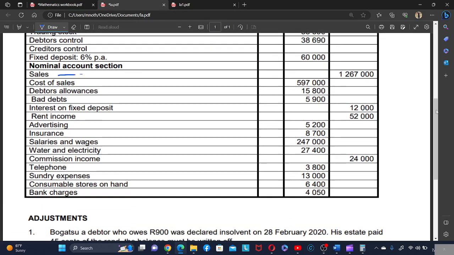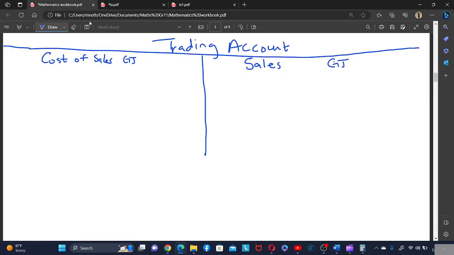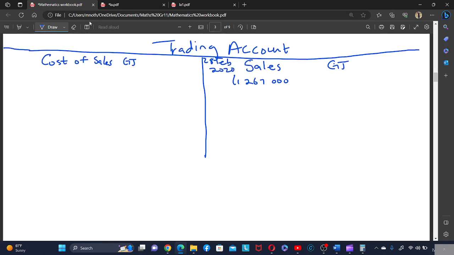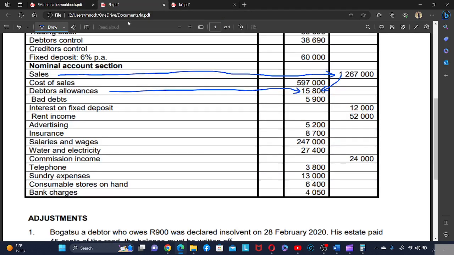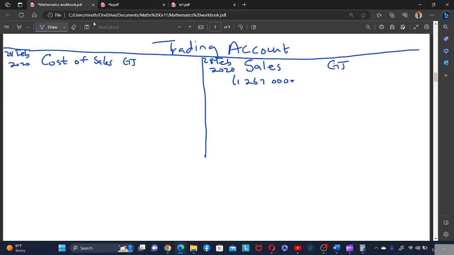So when you are doing the trading account, the first thing that you must do, you must take the money of sales and then you subtract it with the money for the debtors allowances. Okay, you need to show that in bracket. So it's 1,267,000. So here the year ends on 28 February 2020. Okay, minus the debtors allowances, which is 15,800.